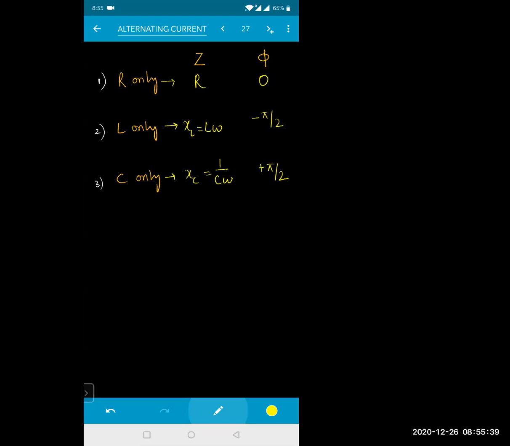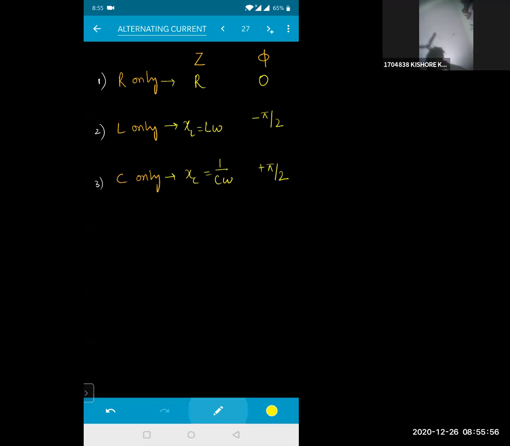When alternating current is connected only to a resistor, impedance is equal to R and phase difference is 0. When alternating current is connected to an inductor, XL is equal to L omega and phase difference is minus pi by 2. When alternating current is connected to a capacitor, XC is equal to 1 by C omega and the phase difference is how much? Plus pi by 2. Is that clear?